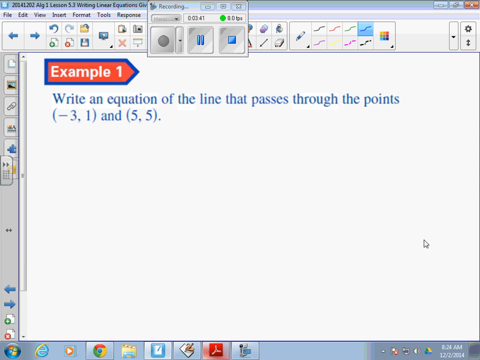Okay? On the back, there's a space. Take about 1 minute for this one. Remember, go through the steps. Find m first, then find b, and then write the equation y equals mx plus b. Take about 1 minute.